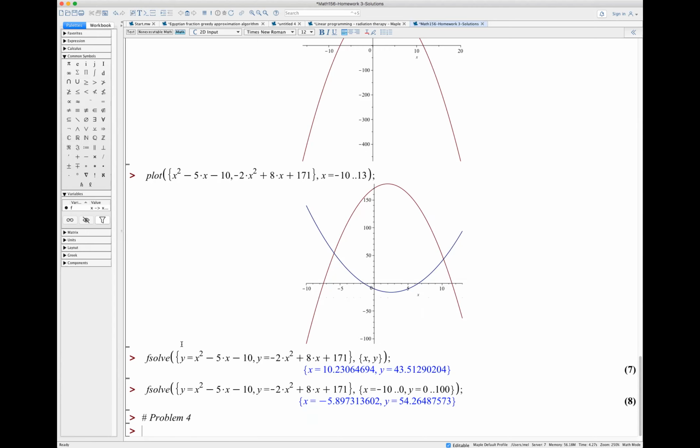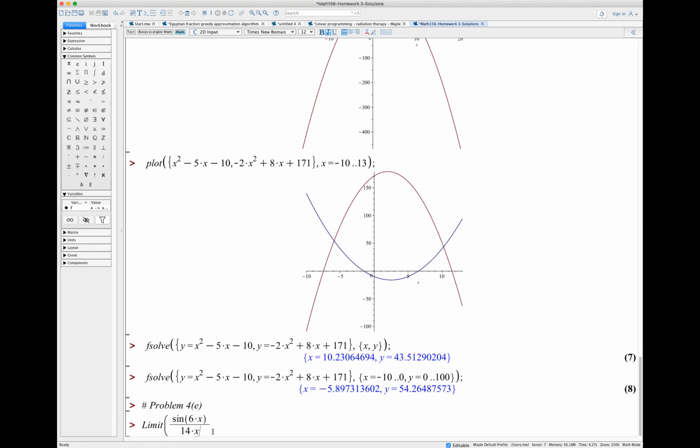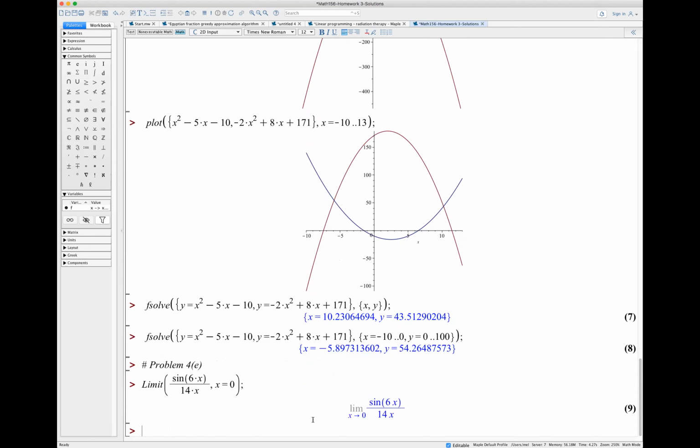Problem 4, that's just computing some limits. They're all the same. Limit is a function which has an expression with a capital L and a lowercase l. So if I write capital L, let's look at E. That's the limit of sine of 6x divided by 14x, as x goes to 0. So this won't give us the answer. Oops, this should be one equal sign. This will give us the statement of the problem, because I used a capital L.